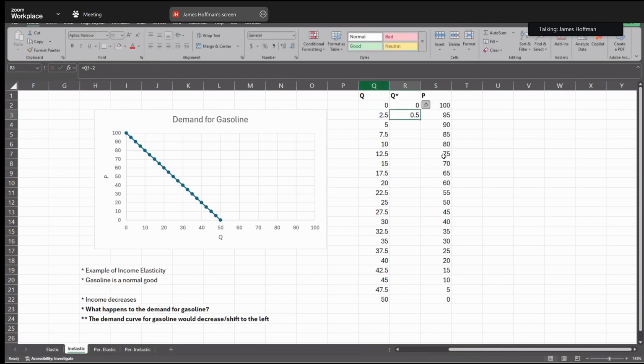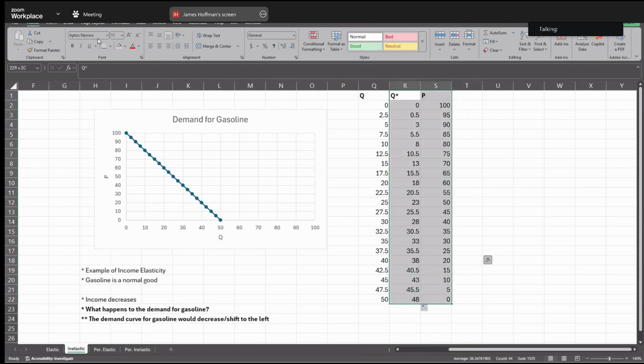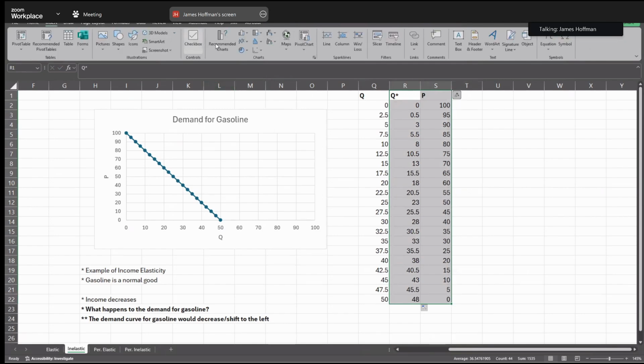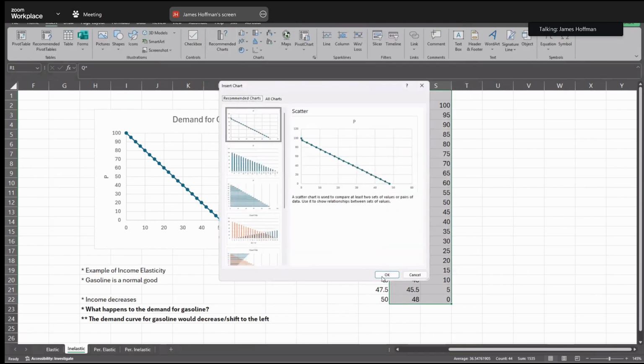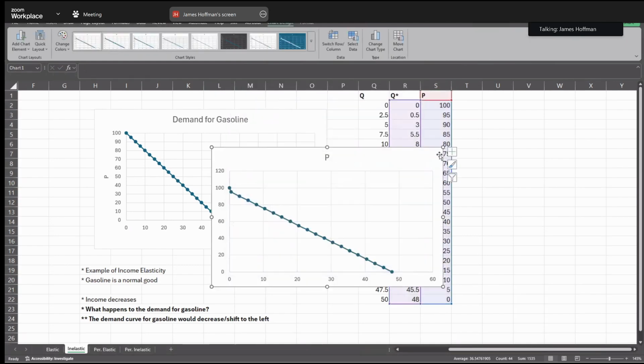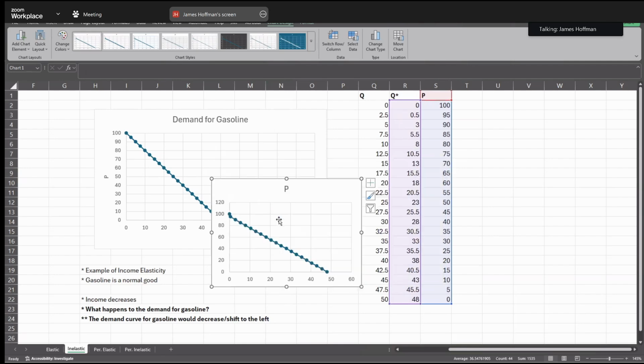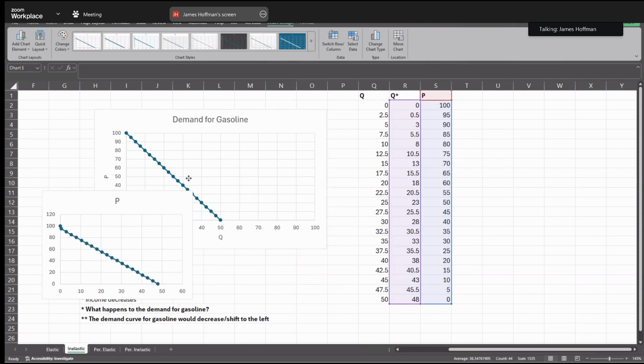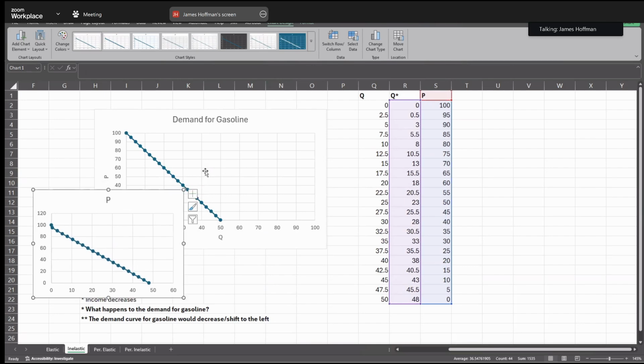Okay. So at $95 per gallon, instead of 2.5 demand, it's now 0.5. And then so on. At each price, it's a little bit lower, right? Such that when you did the graph, it would be shifted this way a little bit. So demand going down goes this way, demand going up goes this way.